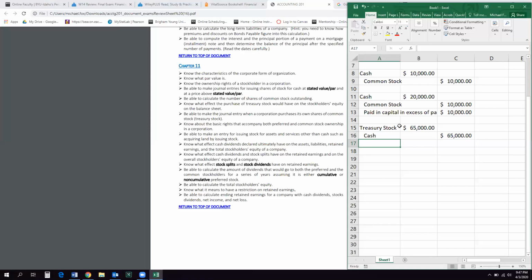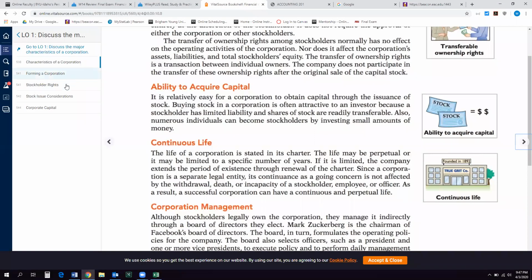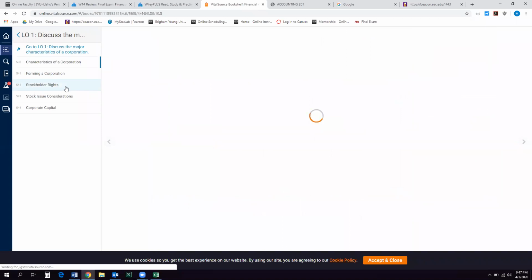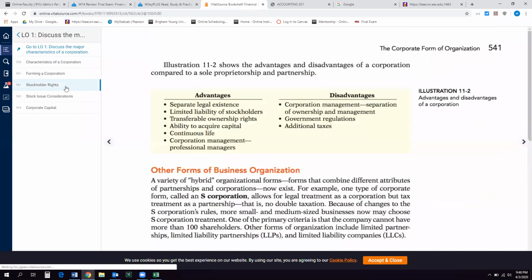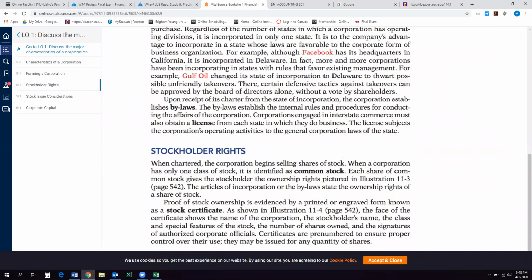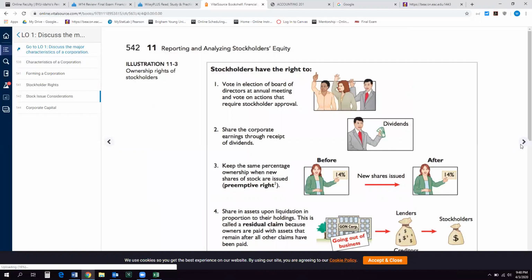Know about the basic rights that accompany both preferred and common stock ownership in a corporation. So again, we're going to turn to the book, because I think this is another one of those things that is kind of a textbooky question, and I want to make sure I tell you the way the book has it. So let's see. Those are the advantages and disadvantages. So here's our stockholder rights. Probably the next page. All right.